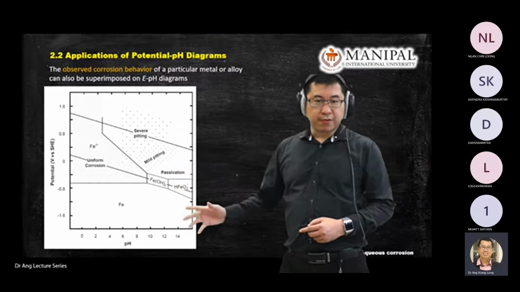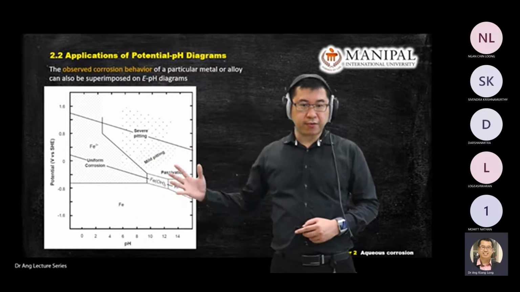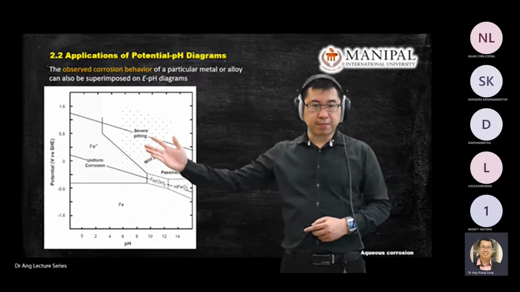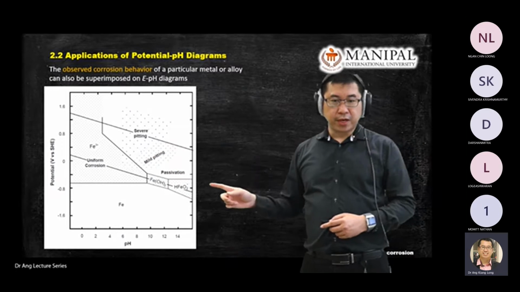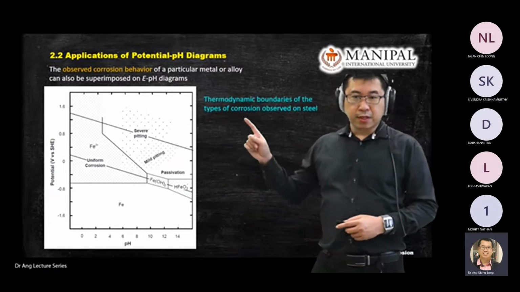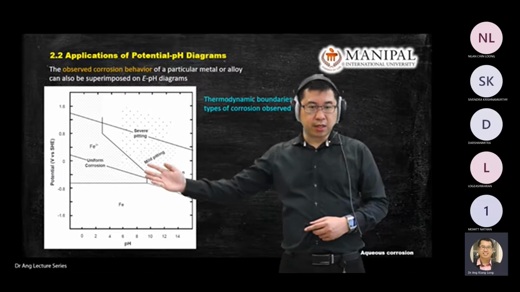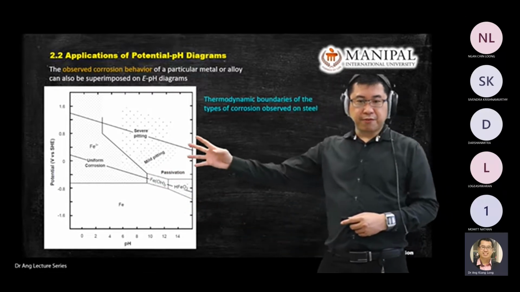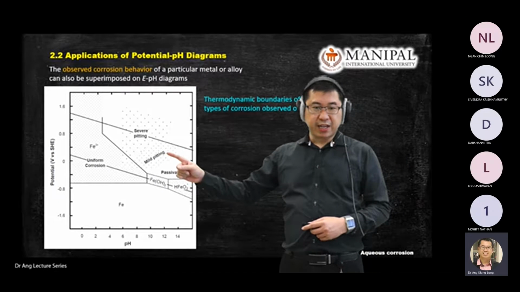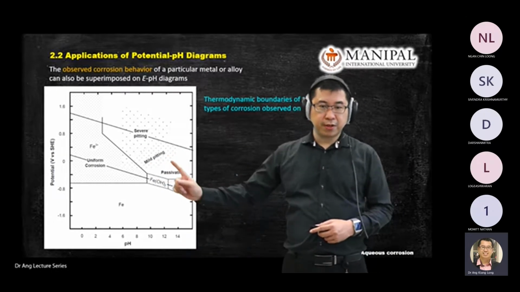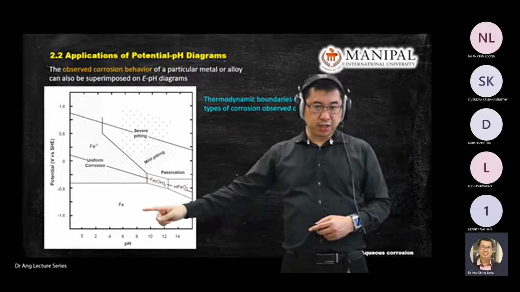Okay, now for this graph, you already put in the corrosion behavior on the graph. Again we are seeing a potential pH diagram. This one is for iron and water, right? So we will see the thermodynamic boundaries on the E-pH diagram. Different corrosion can happen given the environment value. Again, environment value consists of potential and pH value. So you can see different kinds of corrosion on this chart.